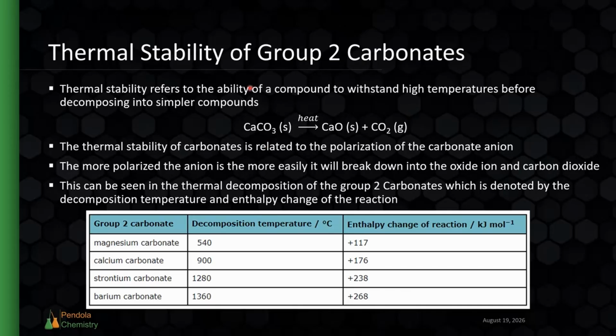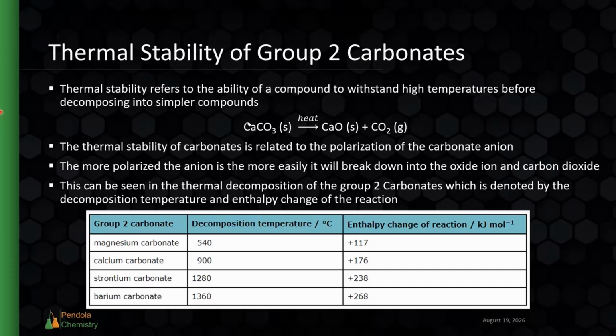Why? Remember that in AICE chemistry, we studied the thermal stability or the thermal decomposition of group 2 carbonates. We saw that a group 2 carbonate, such as calcium carbonate, when heated, will break down into calcium oxide and carbon dioxide. Notice that this is not a regular decomposition reaction where the ions just split apart from each other. The carbonate ion in this particular reaction is actually broken apart.